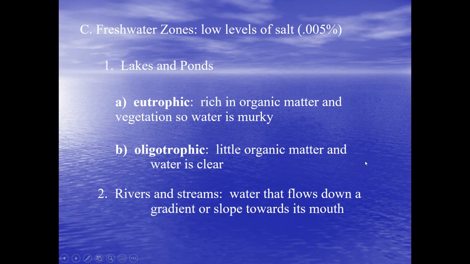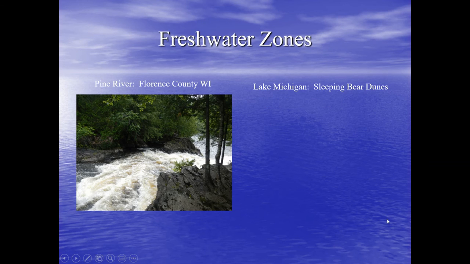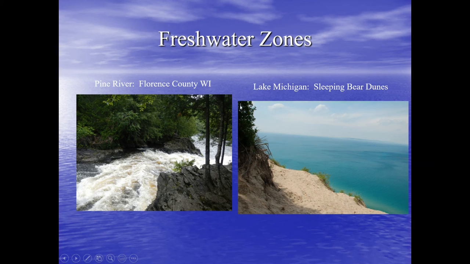Oligotrophic have little organic matter. The water is pretty clear, but maybe not as good for fishing, better for swimming because you don't have as much plant material or algae growing in the water. Rivers and streams are waters that flow down a gradient or slope towards its mouth. Again, just a couple of pictures. You've all seen freshwater rivers. So here's one in Florence County, Wisconsin. Here we've got the huge Lake Michigan right in our backyard. So this is Sleeping Bear Dunes on the Michigan side. So you can see Lake Michigan out.